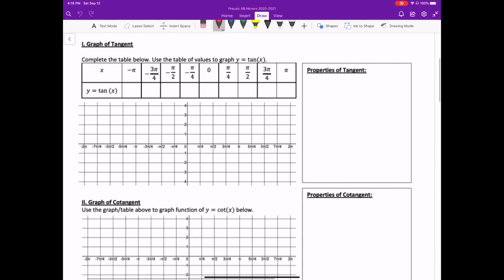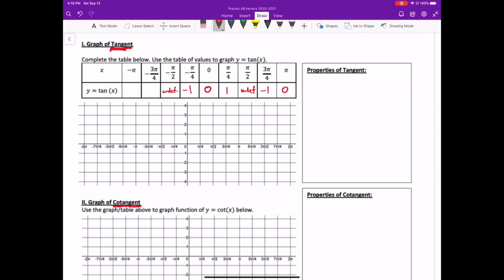Alright guys, in this video I'm going to go over the graph of tangent and cotangent and their transformations. So if we were to fill out these table of values for tangent, you can start with 0. What's the tangent of 0? That's 0. Pi over 4 is 1. Pi over 2 is undefined. And you could just keep filling these values out, and then you could try and graph it.